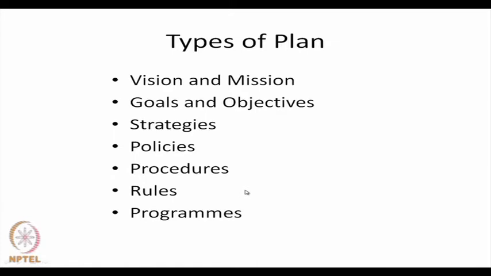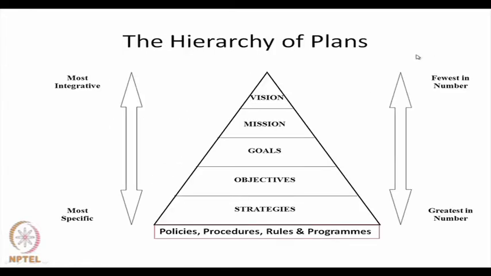Now, plans can be of various types. We call them vision and mission, goals and objectives, strategies, policies, procedures, rules and programs. We shall see each one of them separately. This is a pictorial form of the hierarchy of plans.